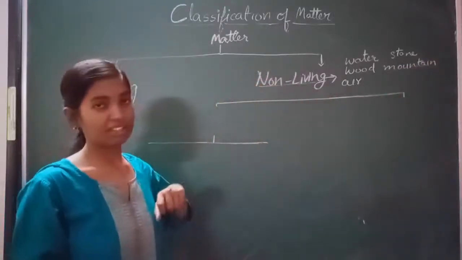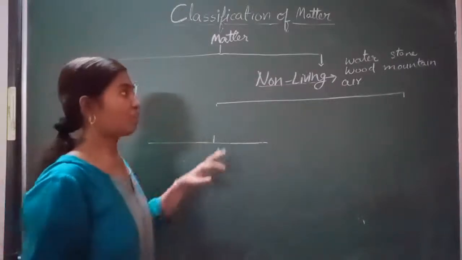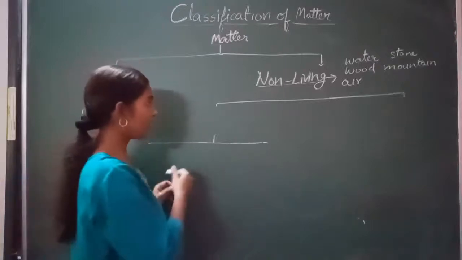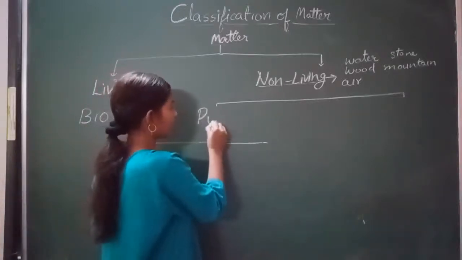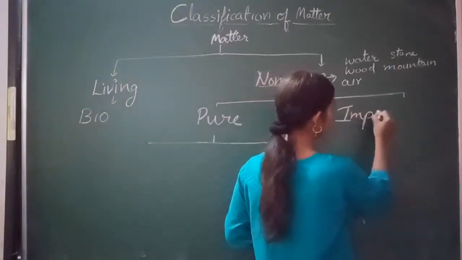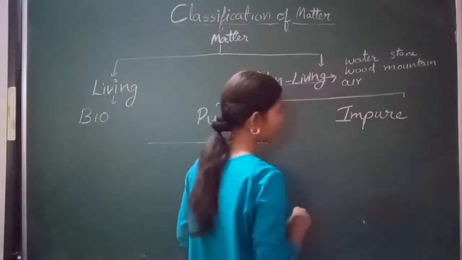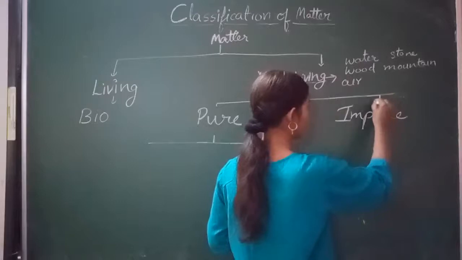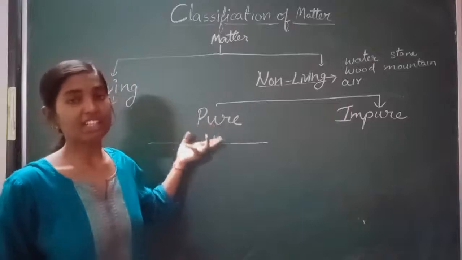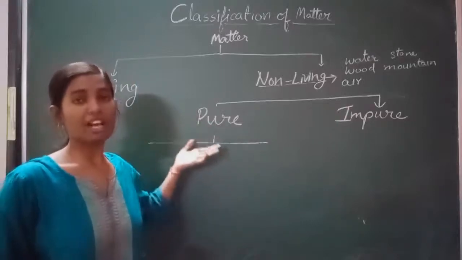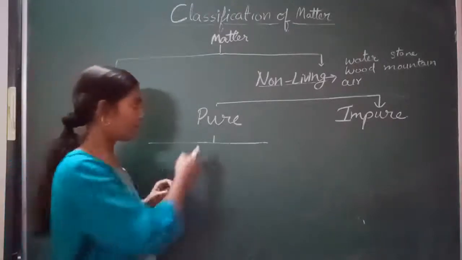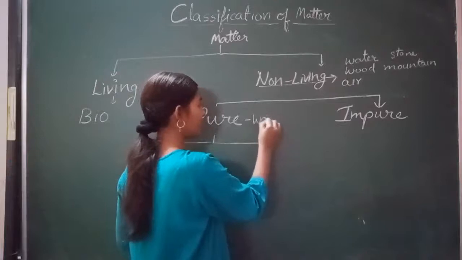So how can we divide on the basis of chemical composition? First of all, on the basis of chemical composition, we divide them as pure and impure. They are divided into two categories, pure and impure. Pure means which do not contain any kind of impurity or have the same kind of molecules in it. For example, water. A pure thing example is given here, water.